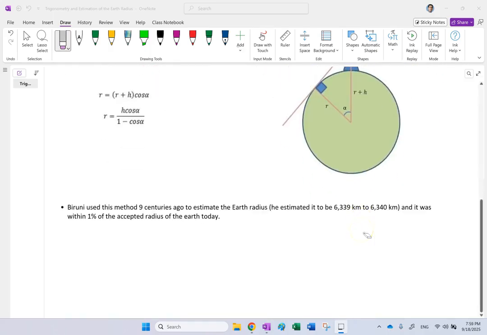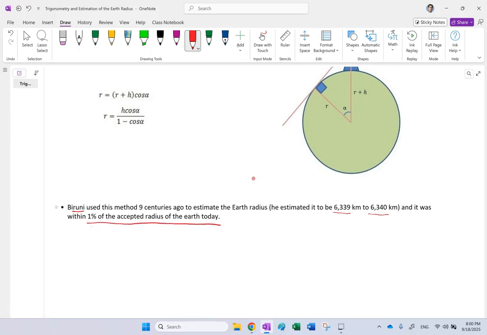About 900 years ago, a polymath called Biruni, who was really knowledgeable about all the science of his time, a Persian astronomer and so many other things, estimated the radius of the Earth to be about 6,339 to 6,340 kilometers, and it was only 1% away from what we know today.